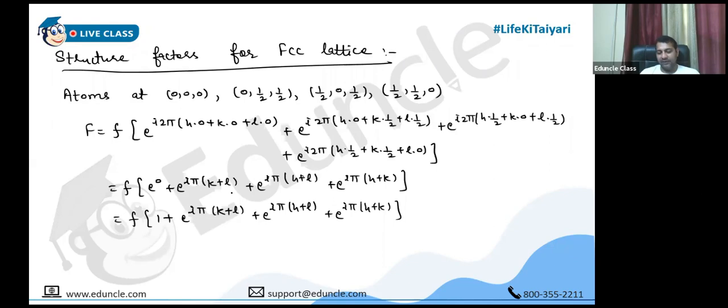Now, if HKL are either all odd or all even, then all of these sums will be even, because the sum of any 2 odd numbers or any 2 even numbers is always even. Isn't it? Please check.